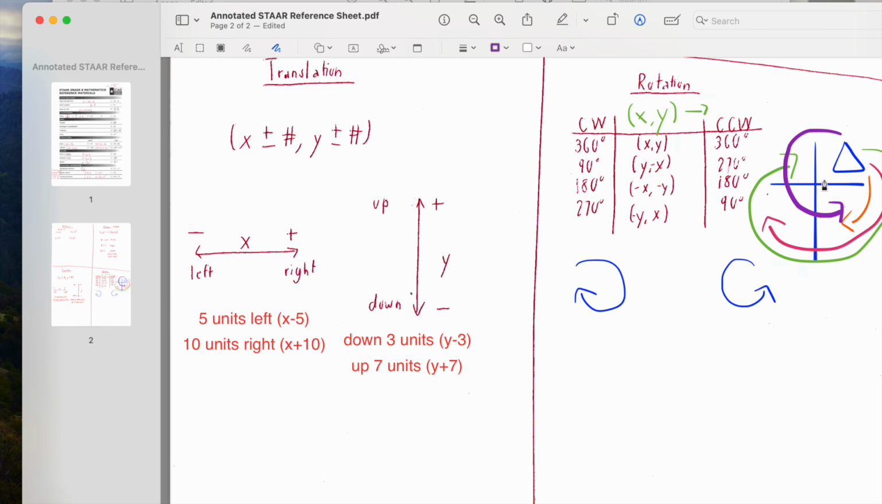And that's all of the annotation notes that you need to know for the STAAR reference material. Now it's your time to practice.